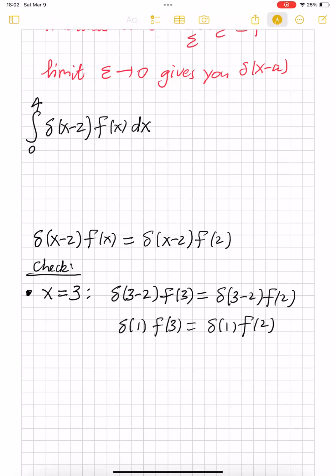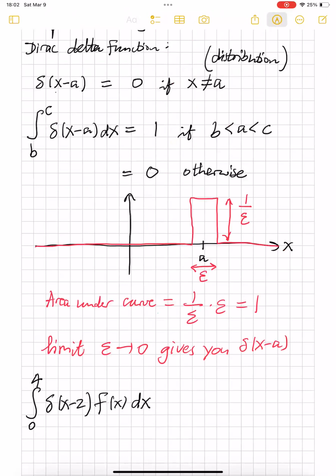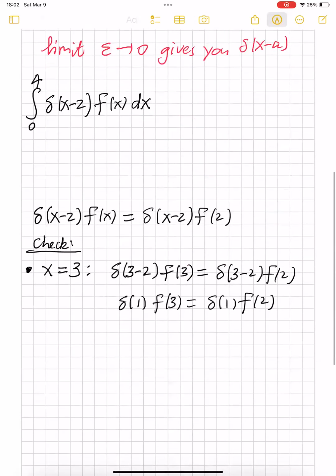Now, what we know is delta of x minus a is equal to 0 if x is not equal to a. So if whatever sits inside the argument of the delta function is non-zero, it means the delta function vanishes. So in particular, delta of 1 will be 0. So this equation says 0 times f of 3 is equal to 0 times f of 2. Well, that's true. And what I've just done here can be repeated.